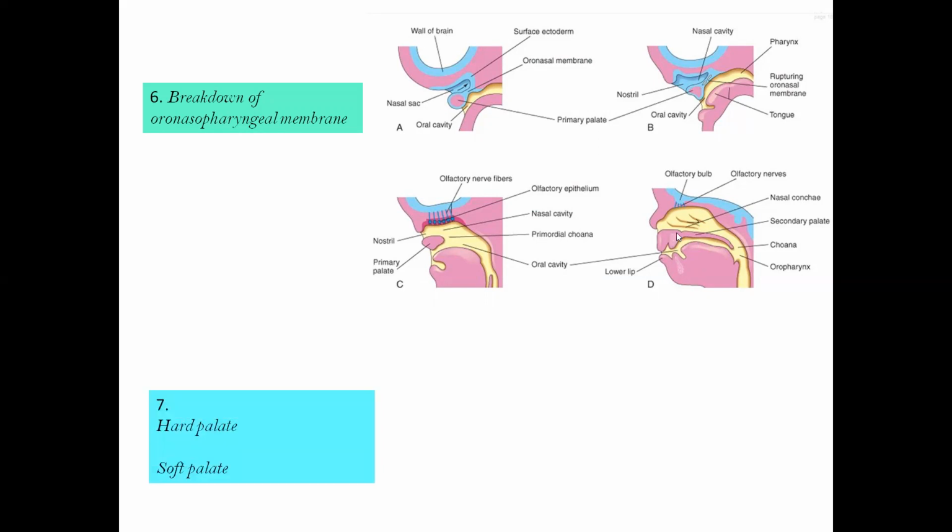Now, ossification begins in the secondary palate. The part of the secondary palate that is ossified will form the hard palate. The posterior most part of the secondary palate that remains unossified forms the soft palate.